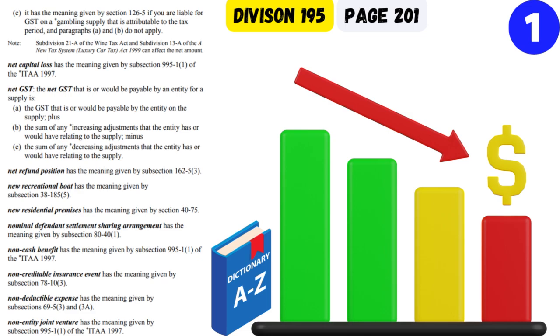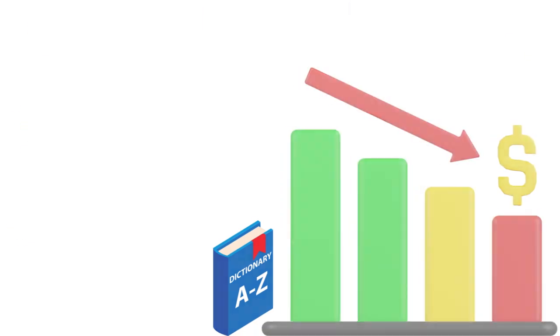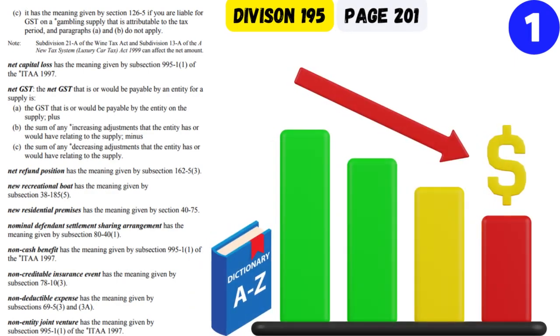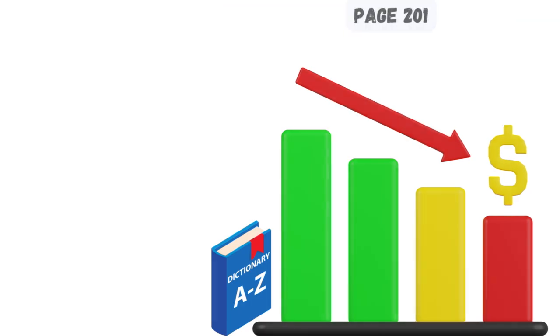Please find on page, word number: 1. Net capital loss. 2. Net GST. 3. Net refund position. 4. New recreational boat. 5. New residential premises. 6. Nominal defendant settlement sharing arrangement. 7. Non-cash benefit. 8. Non-creditable insurance event. 9. Non-deductible expense. 10. Non-entity joint venture.